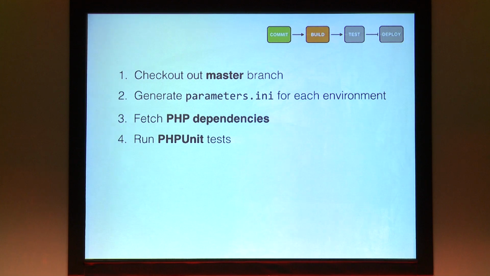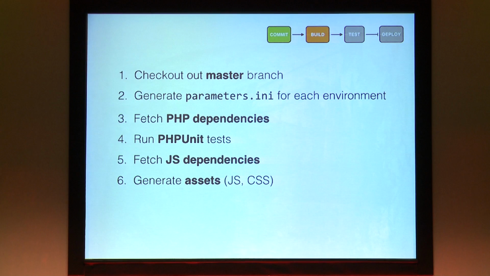After that, we run the PHPUnit tests. Then we fetch the JavaScript dependencies. Nowadays, it's very common to be using things like npm or Grunt to get all these dependencies. So we were running that as well in Jenkins. Then generate the assets and generate the artifact. As I said before, we now have in Jenkins, in the workspace, all the files, and it's basically getting everything into a zip file. That's it.